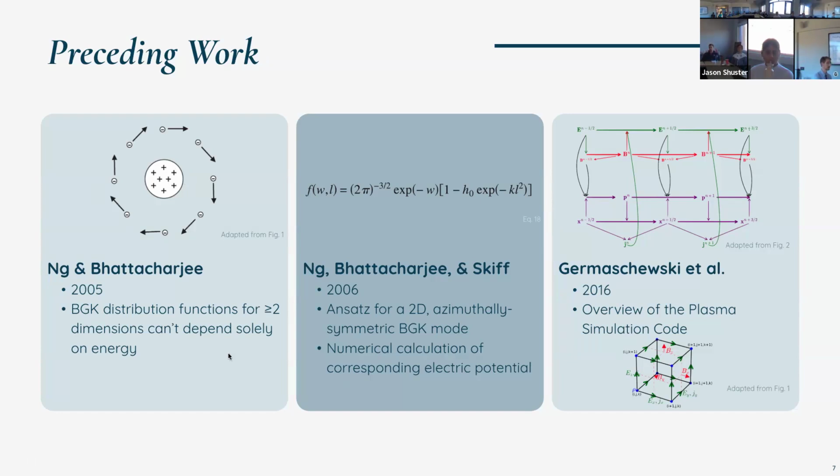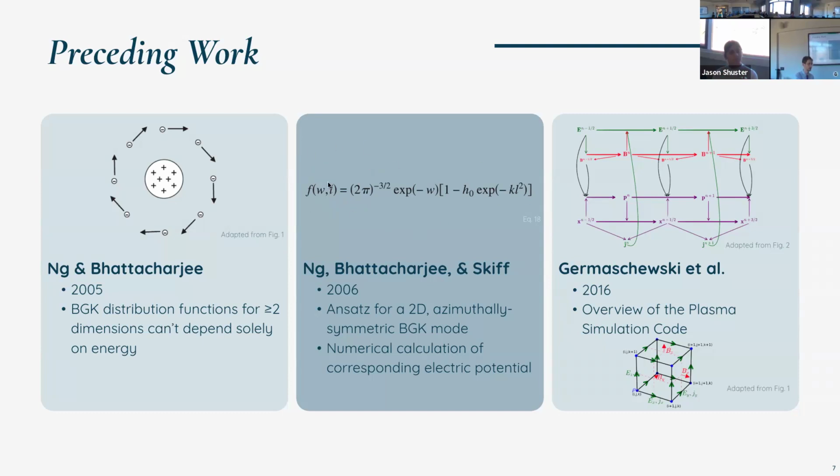And this paper found that to have such a hole, the electron distribution function has to depend not just on the energy, otherwise it can't be a localized structure. So you have to include some other dependence. And a year later, they introduced this example. This is just an example of such an electron distribution function that depends on the energy W and also the angular momentum L. So this can be used to solve for an electric potential.